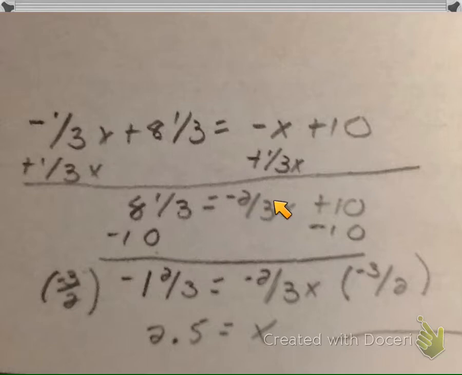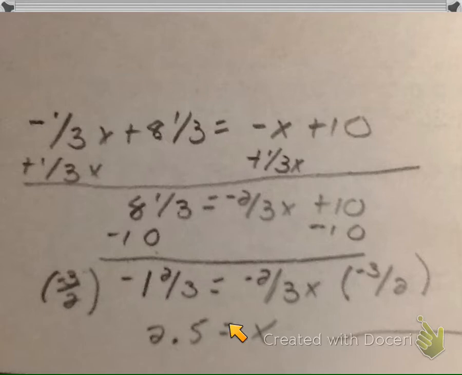Now to get the x by itself on this side of the equation, first subtract 10. That's going to give me negative 2/3 x equals negative 1 2/3. Then multiply on both sides by the reciprocal of negative 2/3, which is negative 3/2. On this side, that will give you x. On this side, it will give you 2.5.